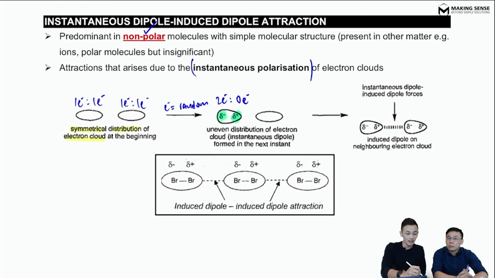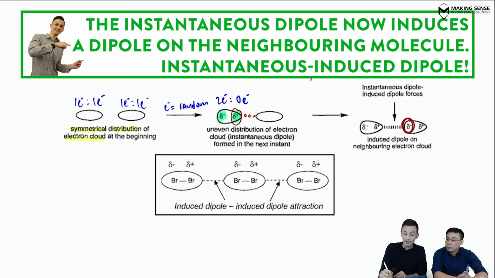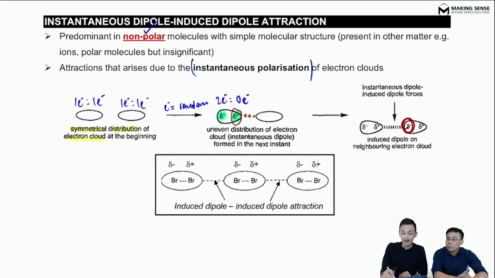So you can imagine, the moment there is a delta plus that's building up here, it will induce or polarize the neighboring molecule to now have a delta minus. And the reason for this is the plus and the minus can then do an attraction between each other. So the attraction that's formed between them has a name, which is called instantaneous dipole-induced dipole, or in short, we call this ID-ID interaction. So it's kind of like an electrostatic attraction between the two of them.